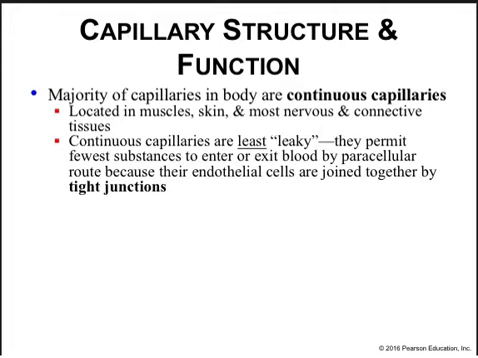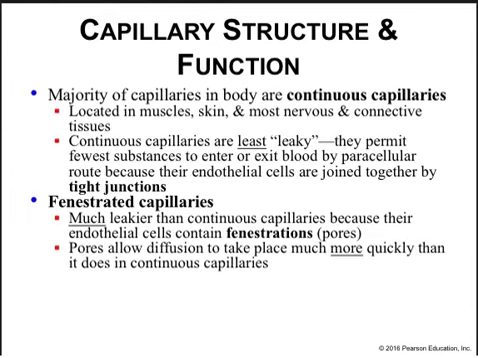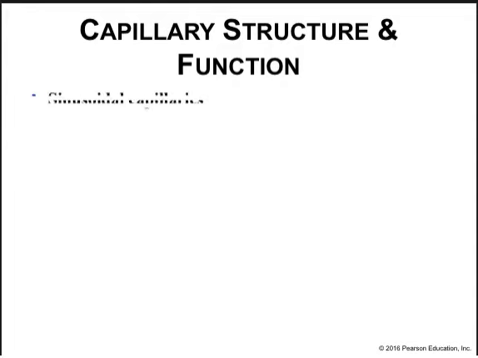Continuous capillaries are the least leaky. They permit the fewest substances to enter or exit the body by extracellular routes because their endothelial cells are held together by tight junctions. Fenestrated capillaries are much leakier because they contain fenestrations. Those are the pores that let materials go through. The pores allow diffusion to take place more quickly than in continuous capillaries. The fenestrated capillaries are therefore located in places that require substances to rapidly enter or exit the blood.